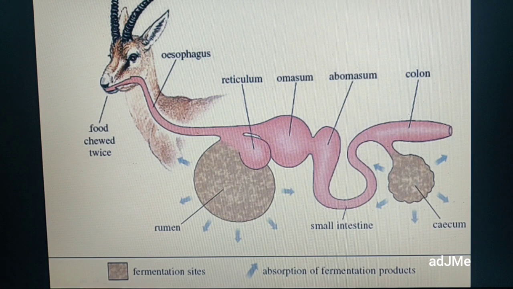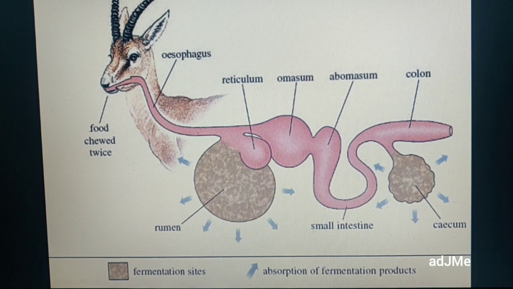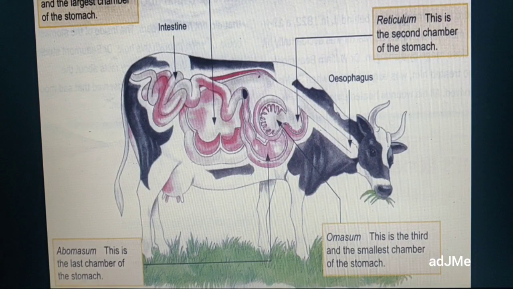The stomach in the center is divided into 4 chambers. This is the special feature of cattle. It is divided into 4 chambers, which include rumen, reticulum, omasum, and abomasum. These are the 4 chambers of cattle. Rumen is the first chamber, the second chamber is reticulum, third is omasum, and fourth is abomasum.